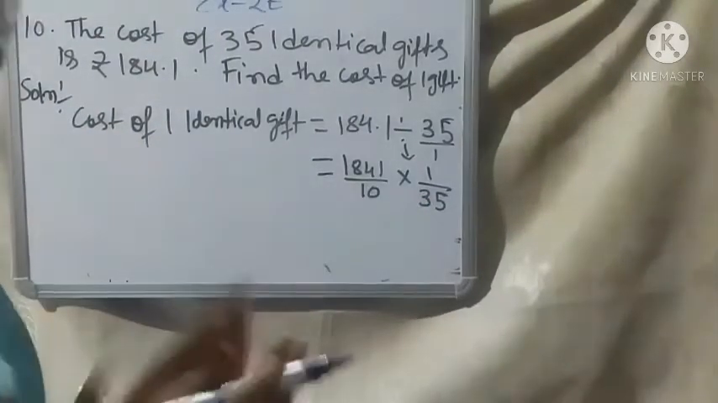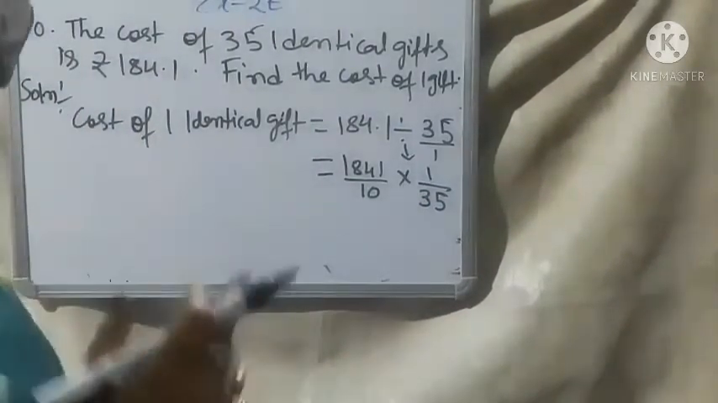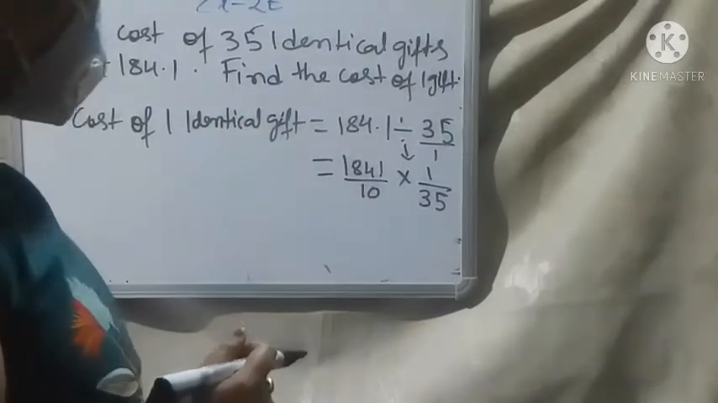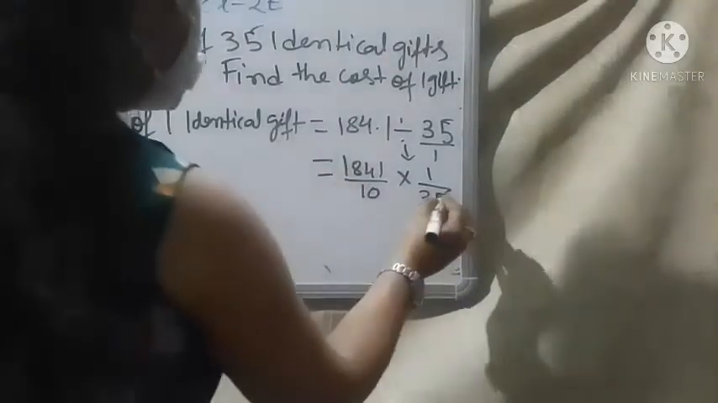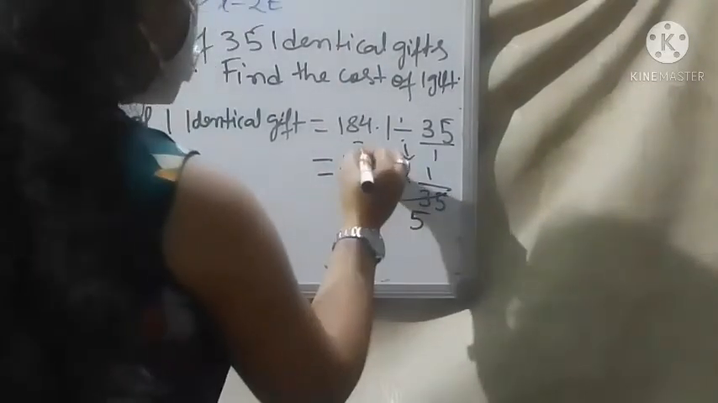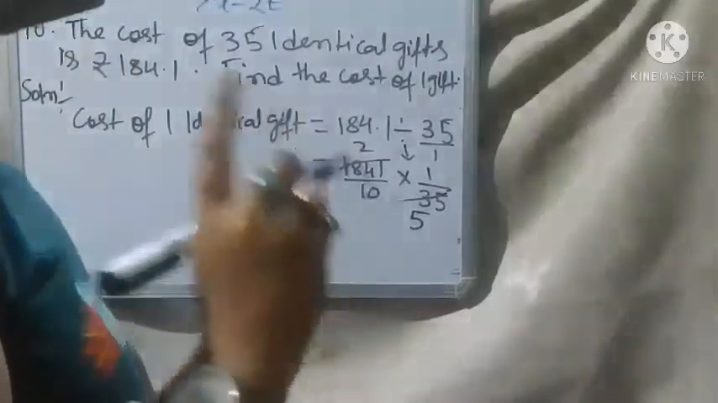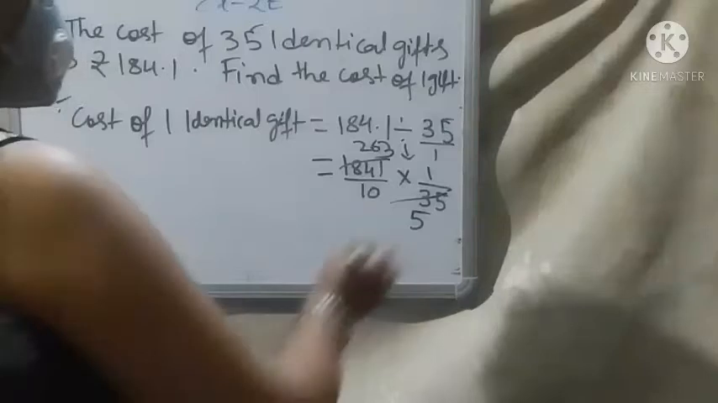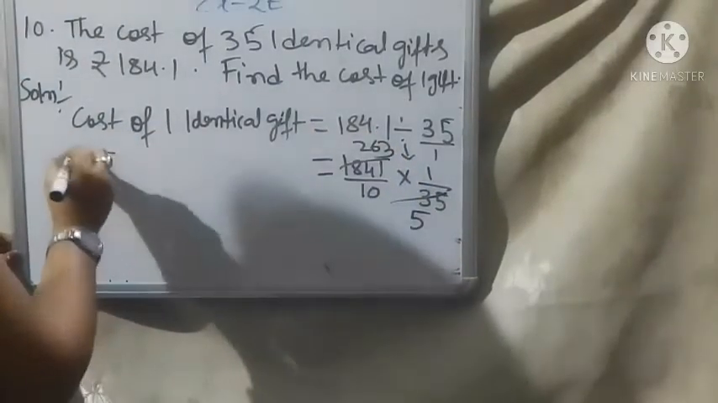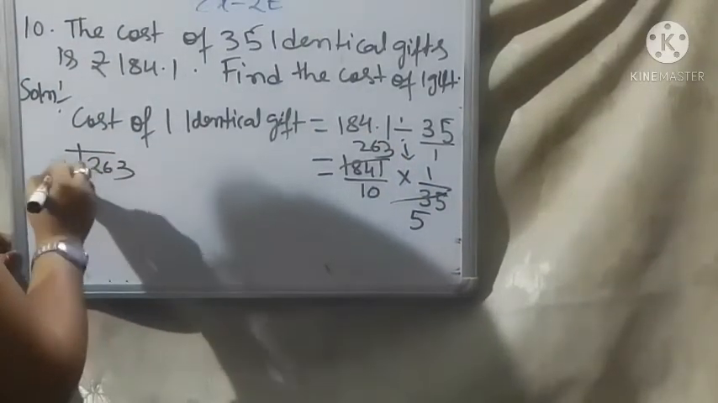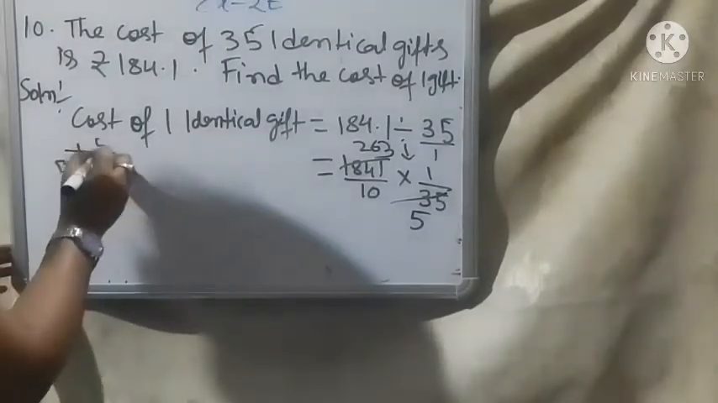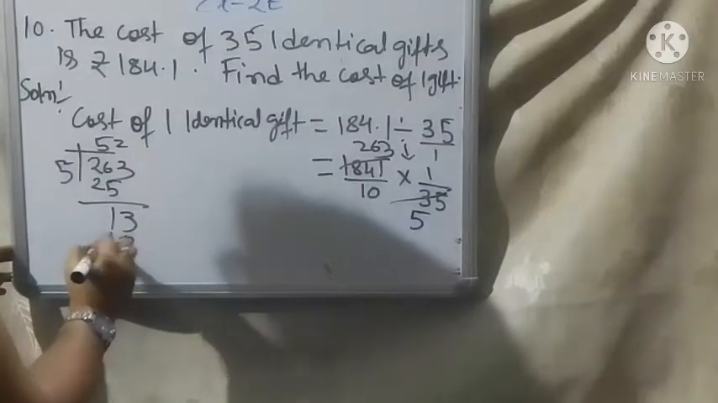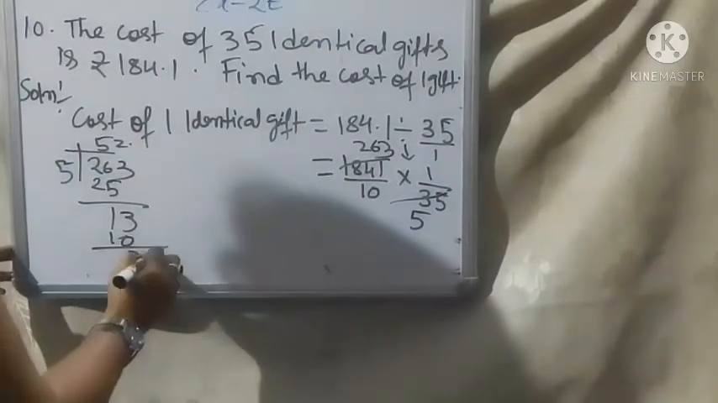These two numbers, you check whether they are cancelled by 7 or not. 7 2s are 14, 44, 7 6s are, yes, it is going. 7 5s are 35. 7 2s are 14, 44, 7 6s are 42. Again 3, 7 3s are 21. Now if you divide, you know the 5 table. 263 by 5, 5 5s are 25, 1 3, 5 2s are 10, again 3, 5 6s are 30.